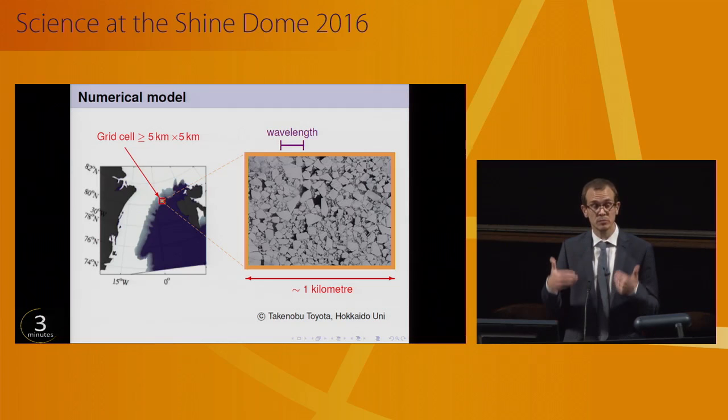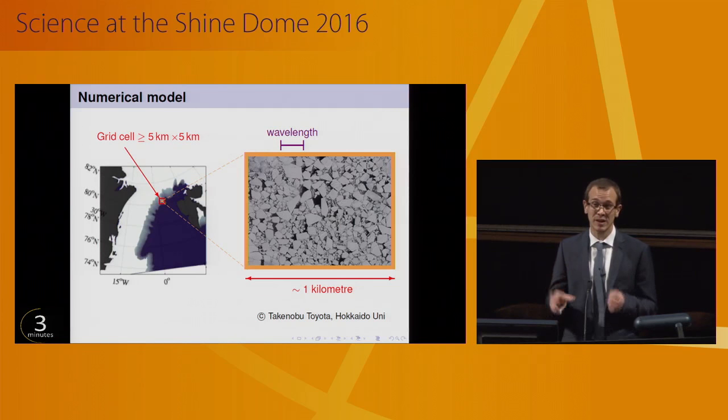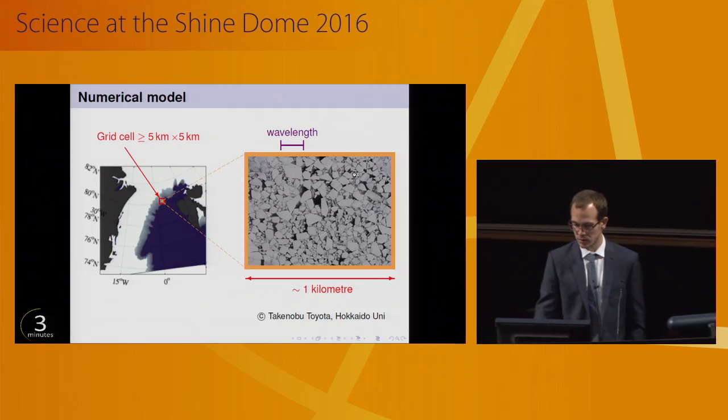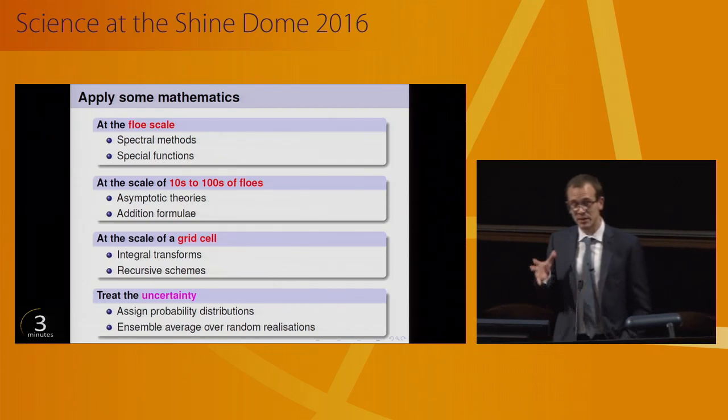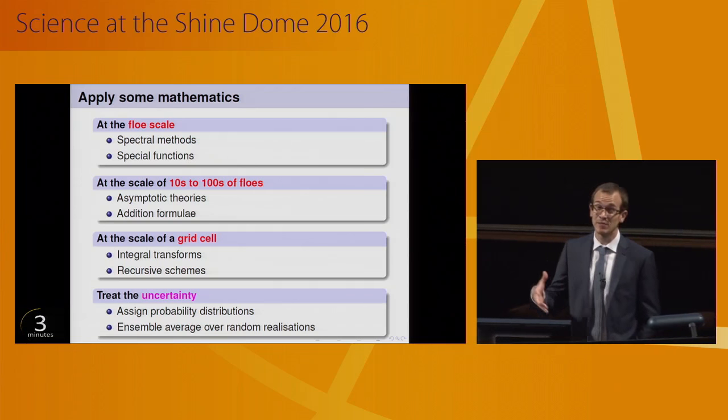From a physical perspective, that means that the waves see each of the individual floes. From a mathematical perspective, it means that there's no small parameter available to homogenize the problem. Because of that, solving mathematical models of these sorts of problems inevitably involves a lot of hard work.